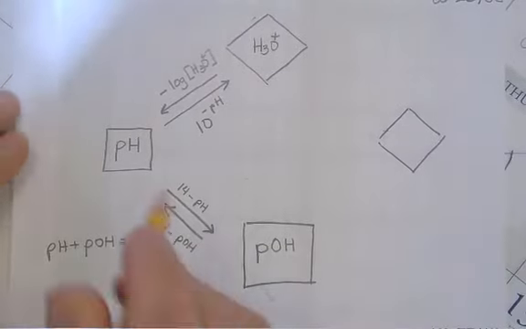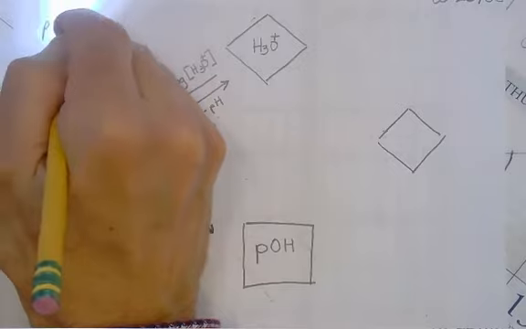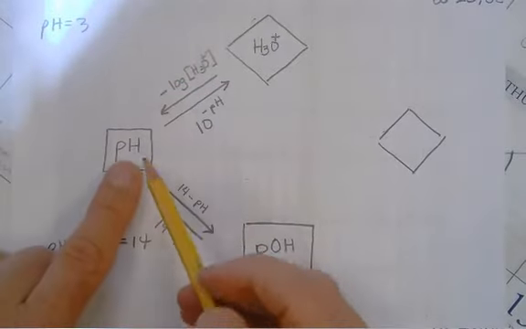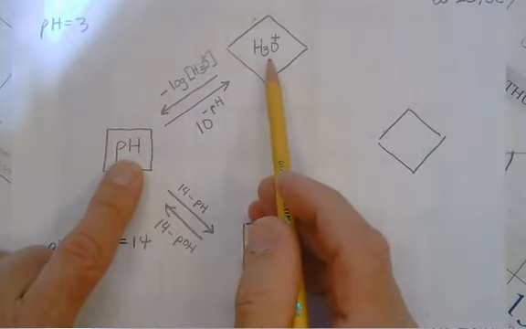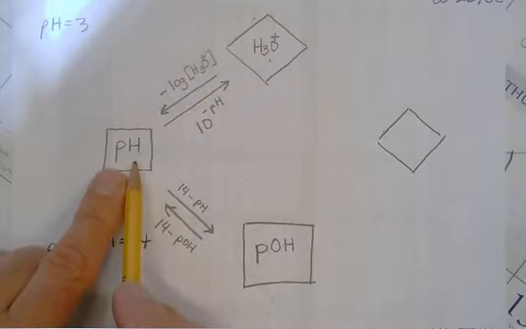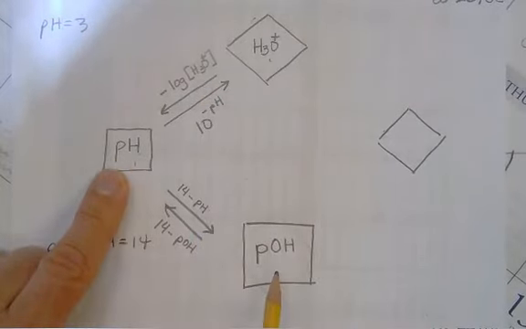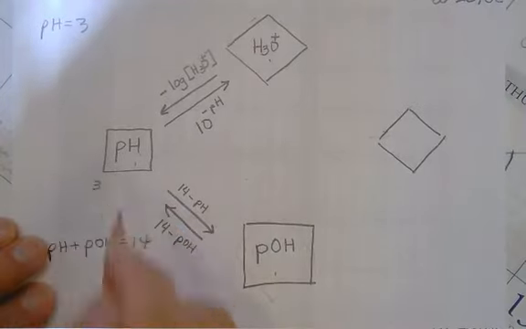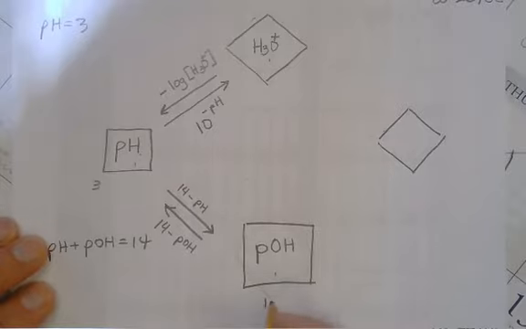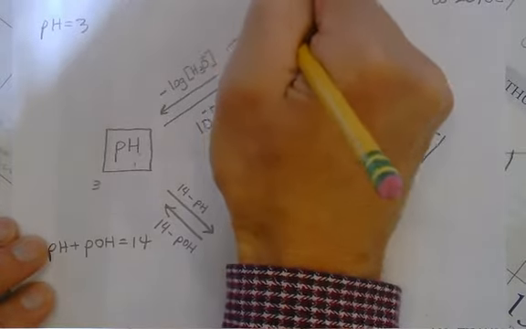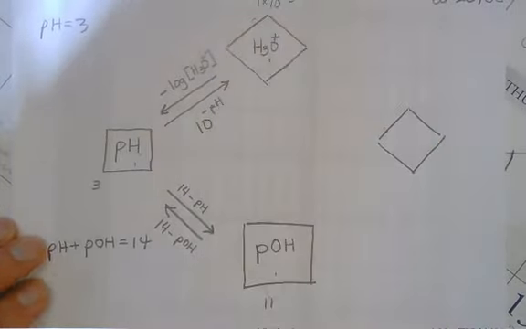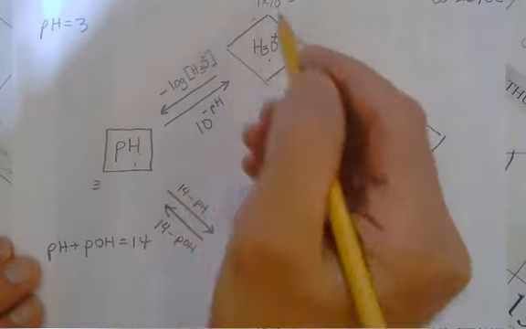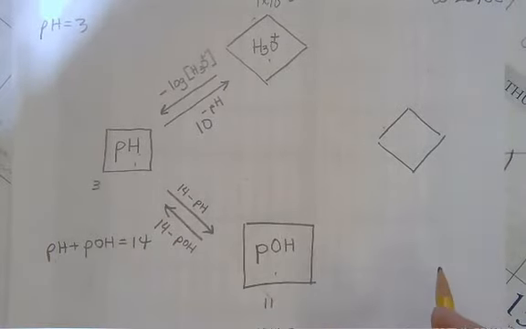Where are we? Our example was pH equal to 3. So if pH is equal to 3, this is 10 to the minus 3. If the pH is equal to 3, this makes the pOH equal to 11. Now I'm going to put in all the numbers. For our example, this is 3, this is 11, and this is 1 times 10 to the minus 3. So anytime I know any of these 4 numbers, I can calculate the other 3.